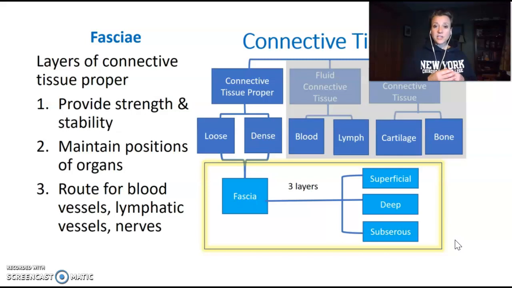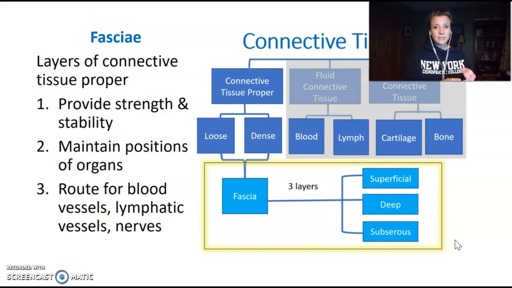You can have fascia that is superficial, deep, and subserous, which basically means that it is going to be found beneath the serous membranes that line our body's organs. Fascia, here are the three things that fascia is going to do. So this is definitely something that you need to know. It's going to provide strength and stability to our organs and to our tissues.